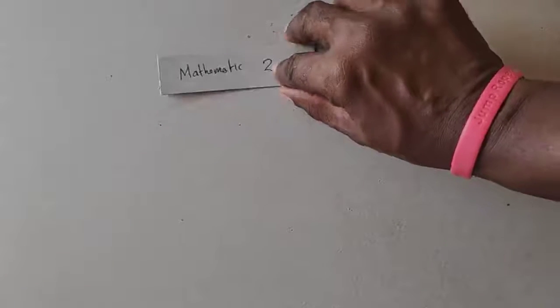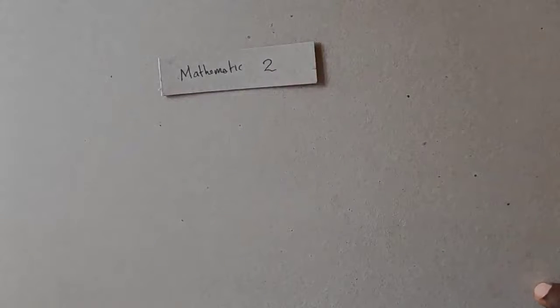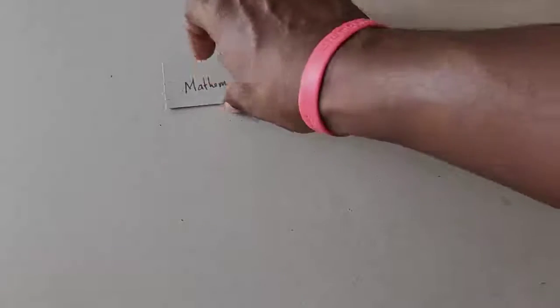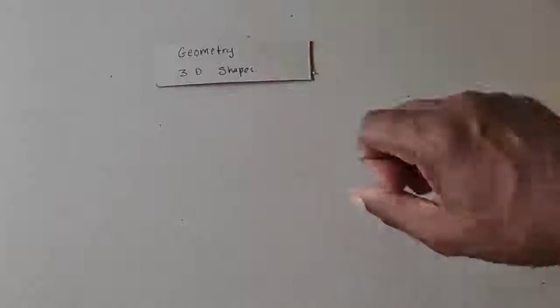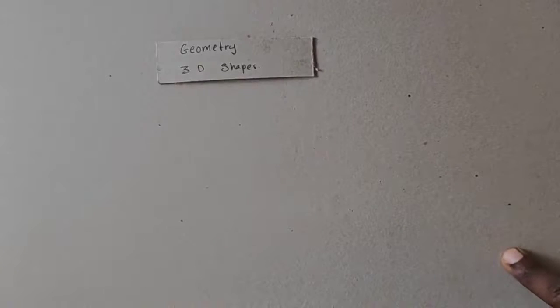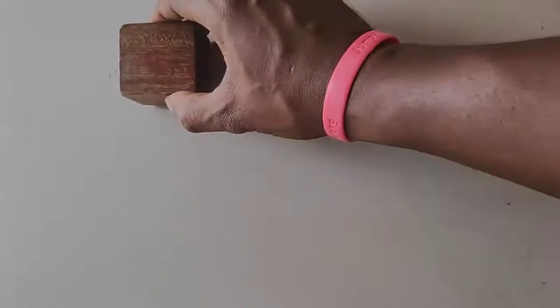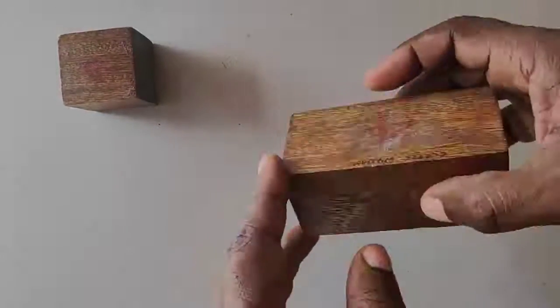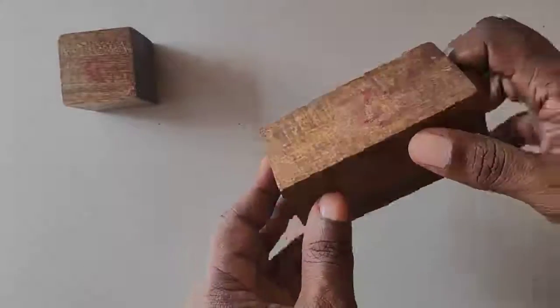Are we continuing? We're doing Maths 2. That's in your Maths 2 book. We are doing geometry and we're doing 3D shapes. In last class, let's review what we did in last class. We did some of the 3D shapes. We did first the cube. We also did the cuboids, the quality of the cuboids.